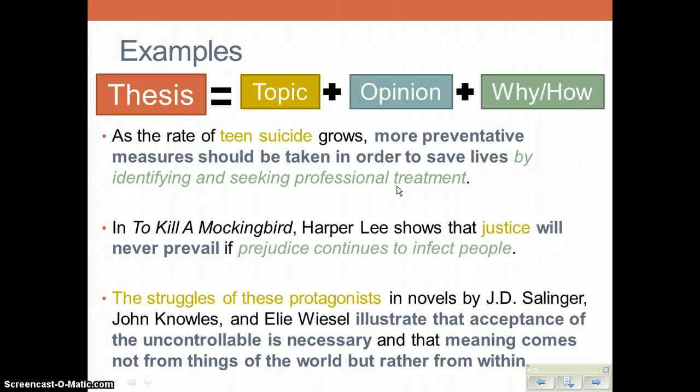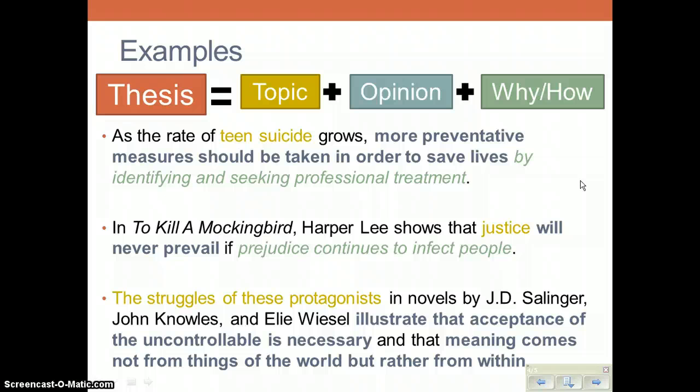This gives us a really clear vision of what's going to happen in your paper, and it leaves us as readers wondering, well, how are they going to support that? What kind of treatment are we going to be looking at here? That's good. Definitely. And a lot of people would agree with this: as teen suicide grows, more preventative measures should be taken in order to save lives. If she had stopped there, that would have been a very obvious, kind of factual statement. I guess some people could disagree with it, but we really get to see her opinion where she explains how we should use preventative measures.